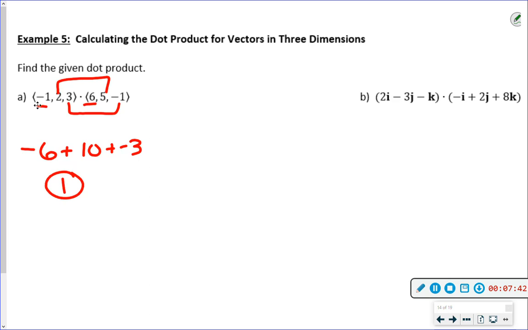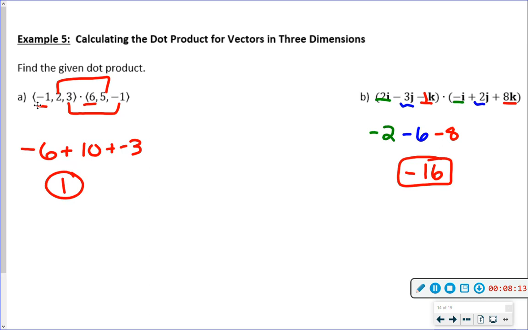All right, same thing. We're going to do the first ones. So 2 times -1. I'm going to do the middles, -3 times 2. And I'll switch to red for the last ones. -1 times 8. So again, we're just going to total all of that up, -16. Any questions on the dot products? Okay, like I said, it's very similar.